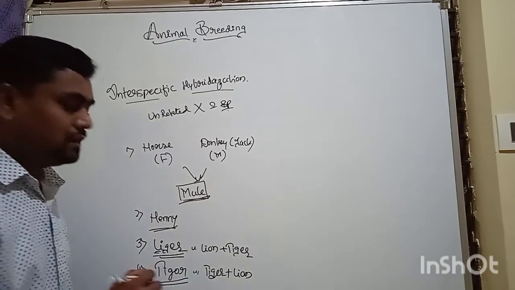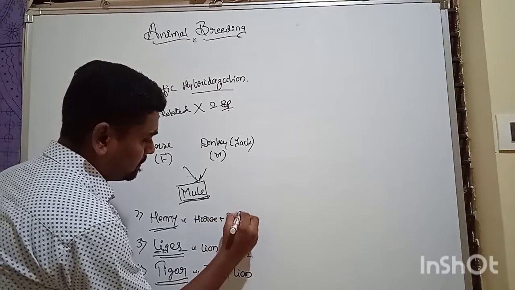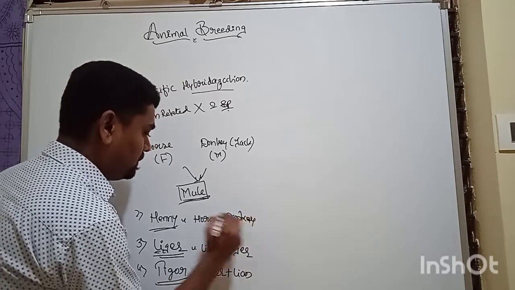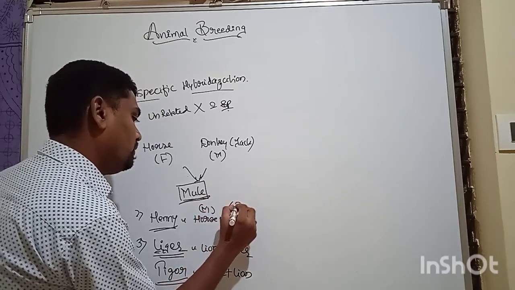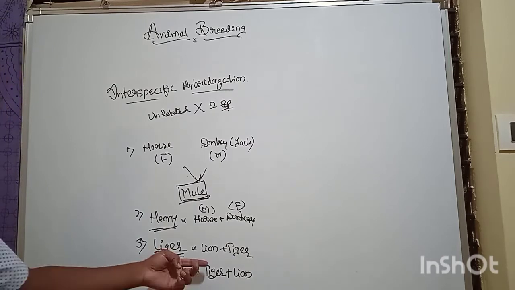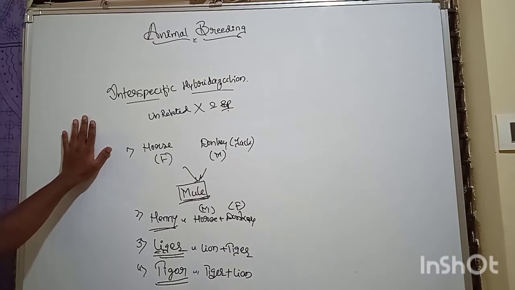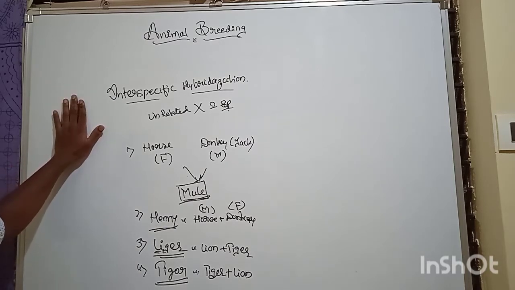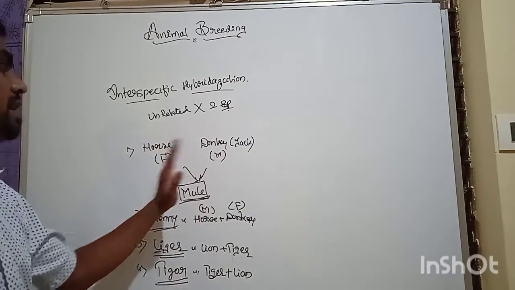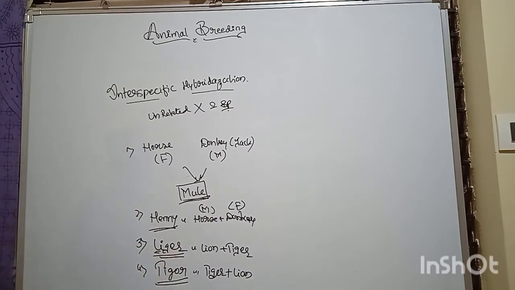Here henny means male horse, female donkey. These are all male, these are all female. These are all the outputs: tigon, liger, lion and tiger, henny, horse and donkey. These are all examples of interspecific crossing of two species. Here we are crossing species A and species B in animals. Henny, liger, tigon are all examples of interspecific hybridization.